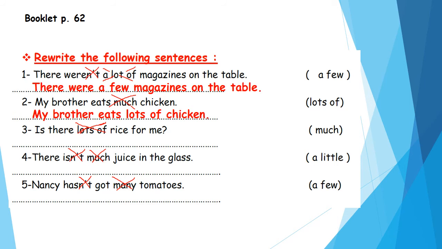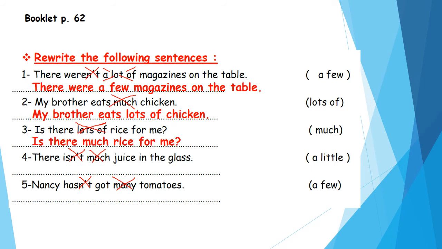Number 3. Is there lots of rice for me? Much. We use much with uncountable nouns, negative, and questions. So rice here is uncountable. So we'll cross a lot of, we'll cross lots of. And we'll say: Is there much rice for me?